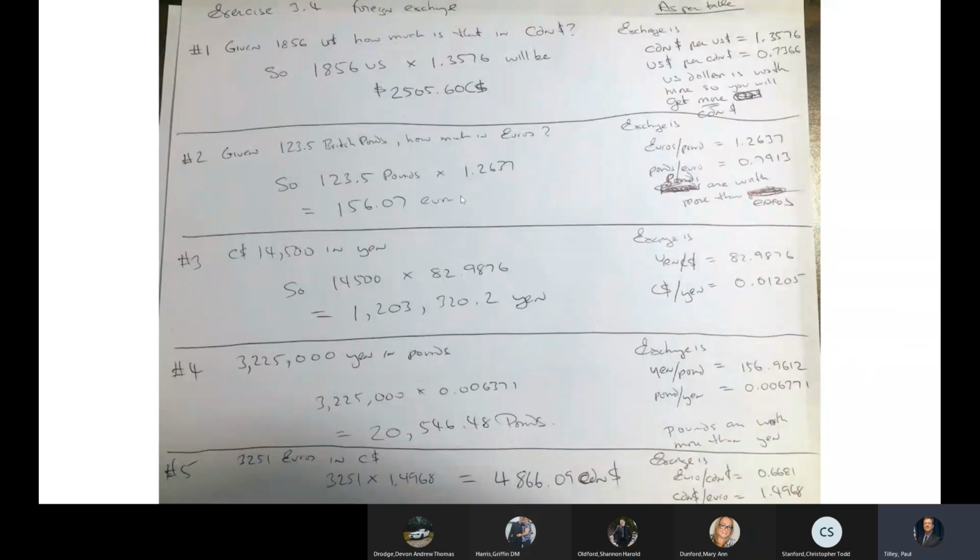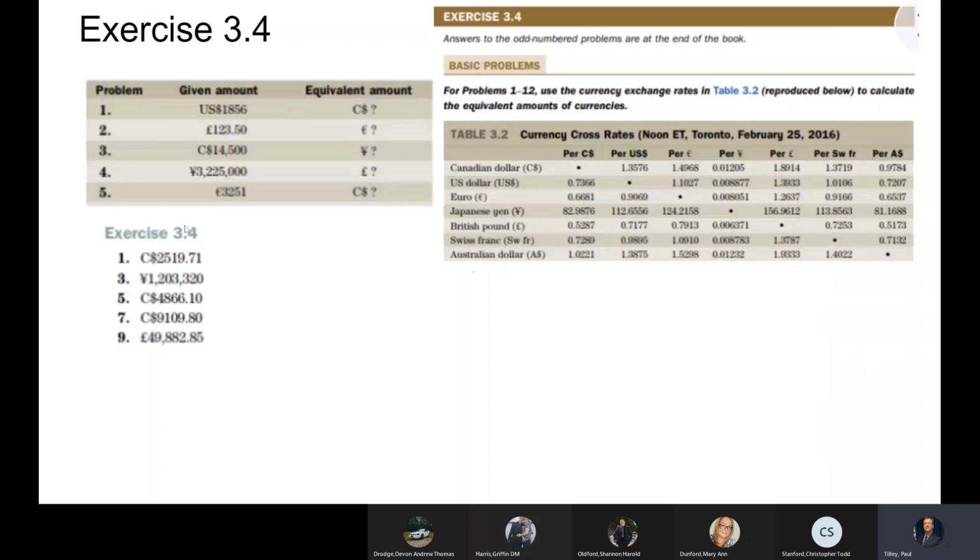And we look at number 5. Number 5 says, okay, we've got 3251 euros. So if we got 3251 euros, how much is that in Canadian dollars? Again, we need to do this little bit of a conversion. 1 Canadian dollar is the equivalent of 1.8914 Canadian dollar is the equivalent of a 1.49 euros.